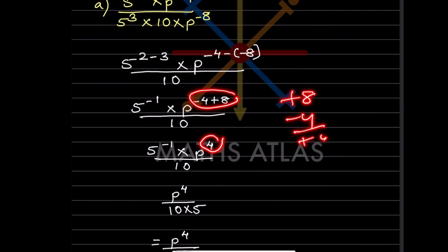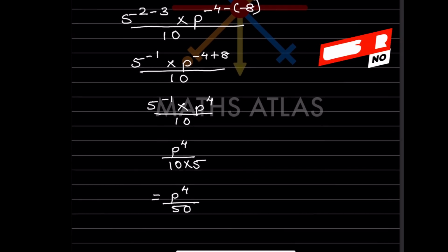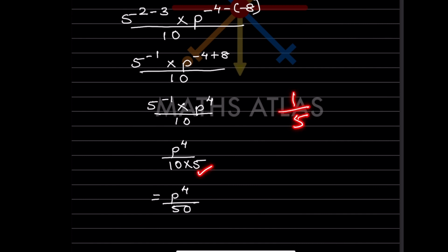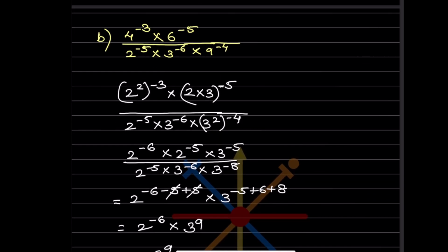So now what you can see here, this negative one, because the exponent is negative, you have to make it positive, so that will go in the denominator as 1 by 5. This is already positive and this number is here. So p raised to 4 divided by 10 into 5. So 10 5s are 50. So p raised to 4 divided by 50 is the answer.